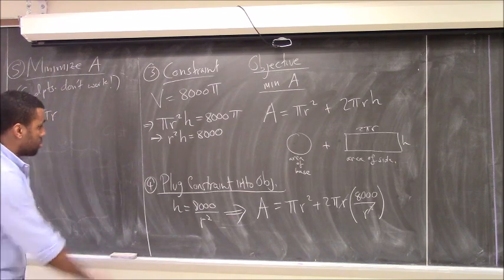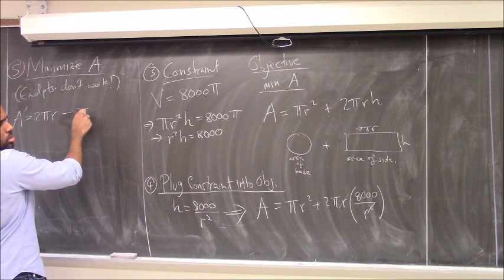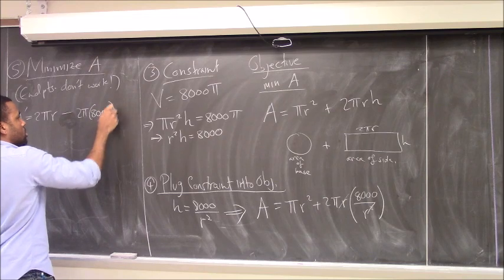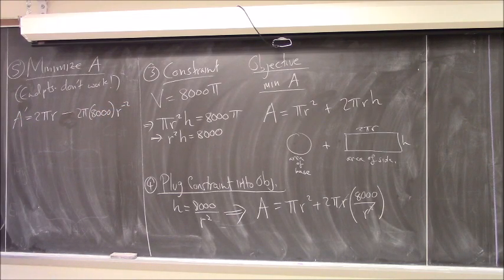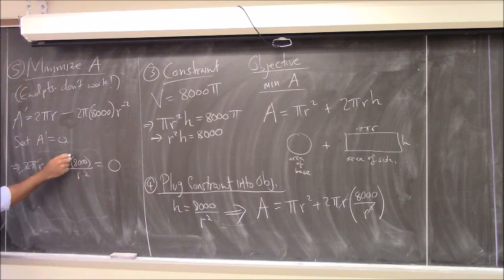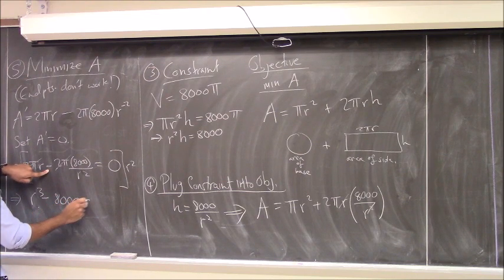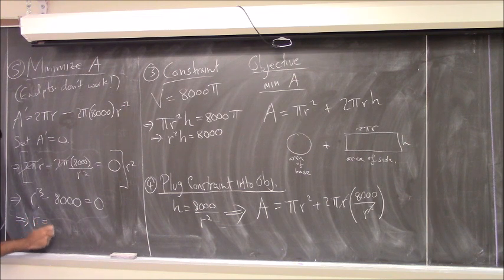And so we move on to find A prime, which is going to be 2 pi r, and we're differentiating with respect to r, so there's nothing to worry about here, minus 2 pi times 8,000 r to the minus 2. Set A prime equals 0, and so this means that 2 pi r minus 2 pi times 8,000 over r squared is equal to 0. I can divide both sides by 2 pi and then multiply the entire equation by r squared, and this would give me r cubed minus 8,000 equals 0. So my r is going to be the cube root of 8,000. And what's that, 20?